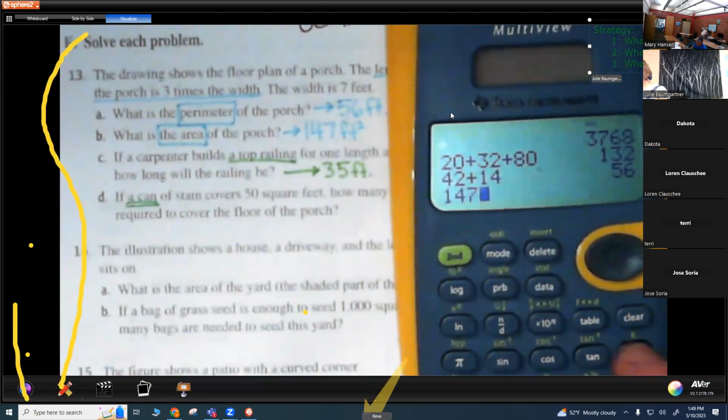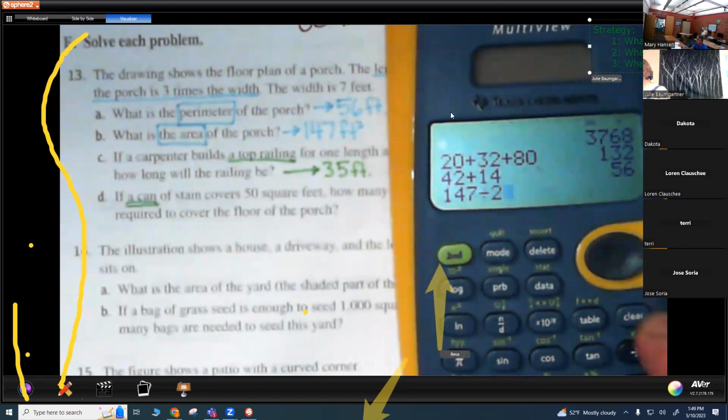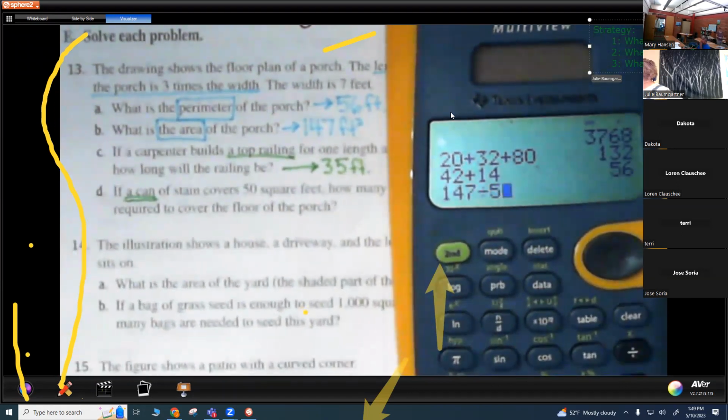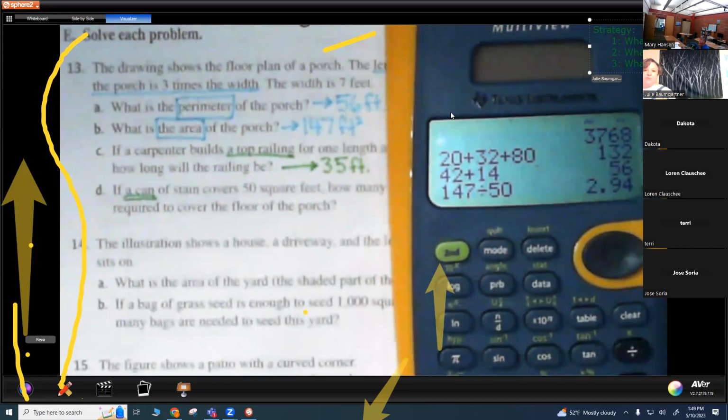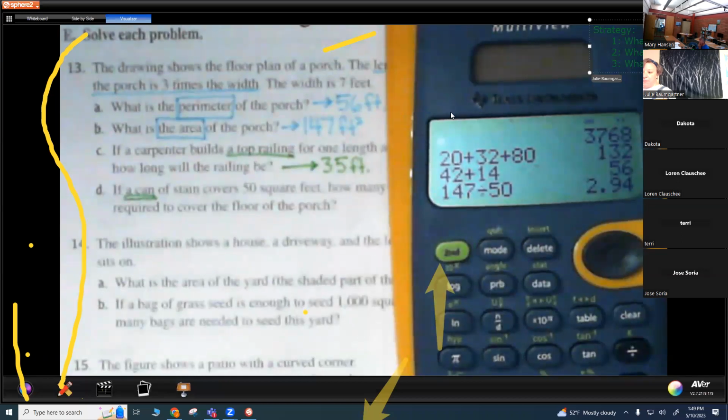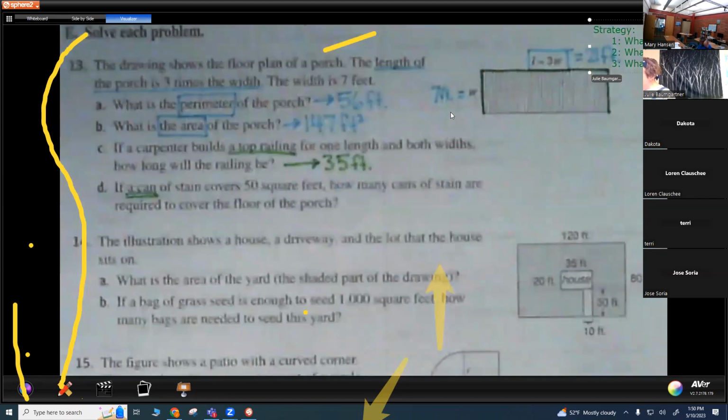Yeah, 147 divided by 50. So we would need exactly that much paint, but like I said, we cannot buy that exact amount of paint. So we have to get 3 cans to make sure we cover.